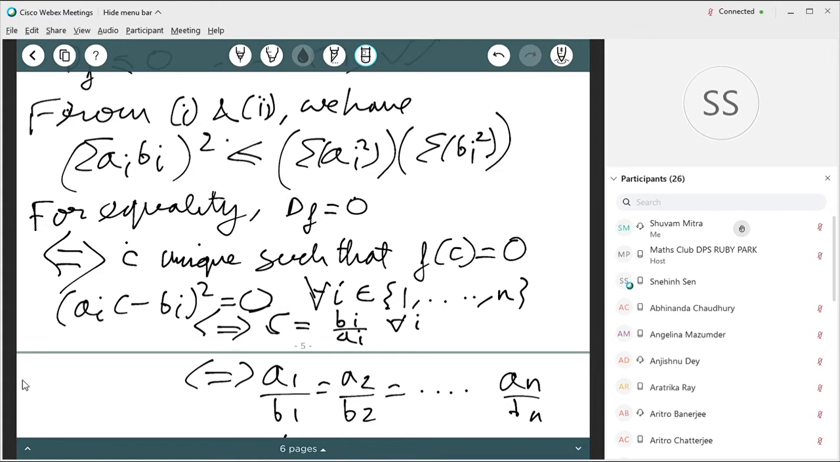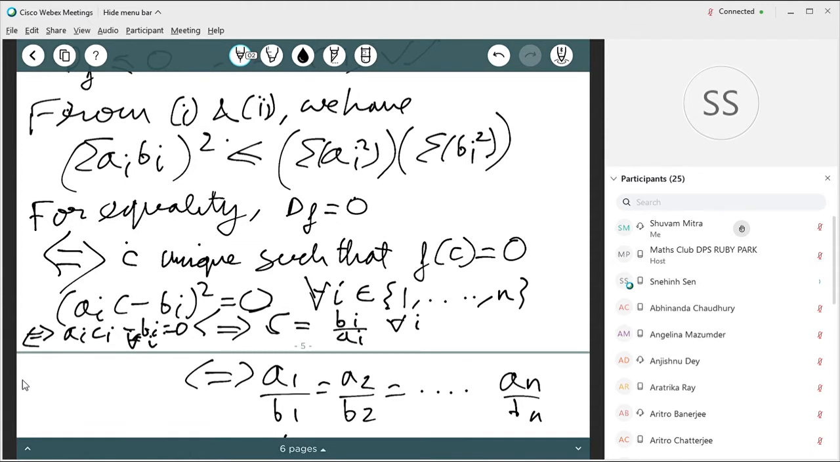And what does this tell you? That if x squared equals 0, that's if and only if x equals 0. So that means ai c minus bi is equal to 0 for each i. So this is if and only if ai c minus bi is equal to 0 for all i, which is if and only if c is equal to bi by ai for all i.